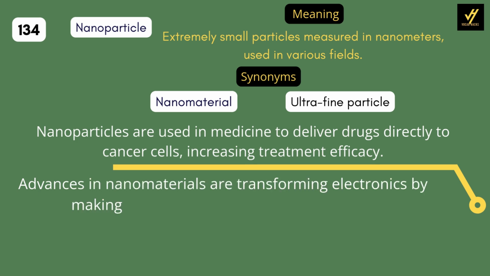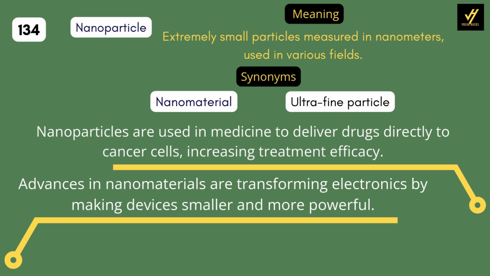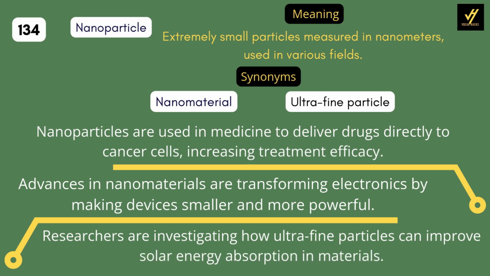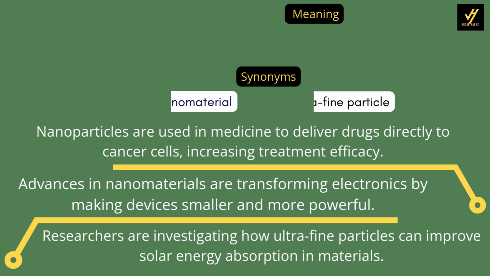Advances in nanomaterials are transforming electronics by making devices smaller and more powerful. Researchers are investigating how ultrafine particles can improve solar energy absorption in materials.